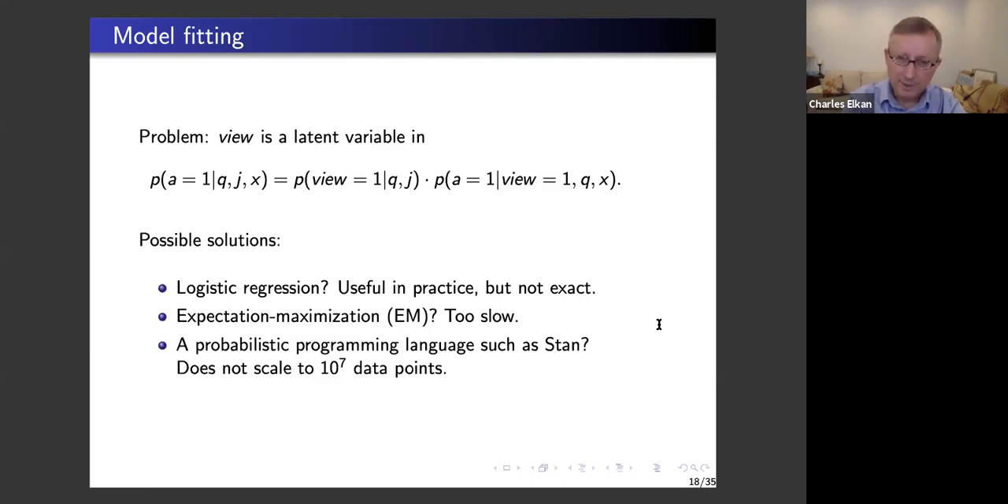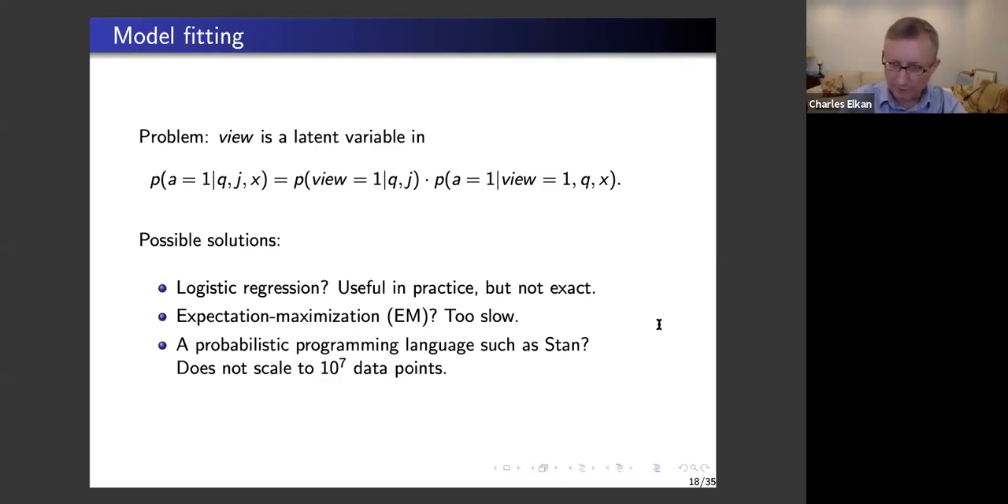theoretically it's incorrect. The most common way of fitting a model with a latent variable in machine learning is to use expectation maximization. But we want to fit this model to data with millions or even billions of examples, because if we have a real search engine or recommender system, then there are going to be billions of recommendations which we want to fit our model to. So expectation maximization is just too slow. There are probabilistic programming languages available now. One of them is called STAN, where you can write down a model like this, and then there's a compiler which will actually compile the model into an algorithm for fitting it to data.